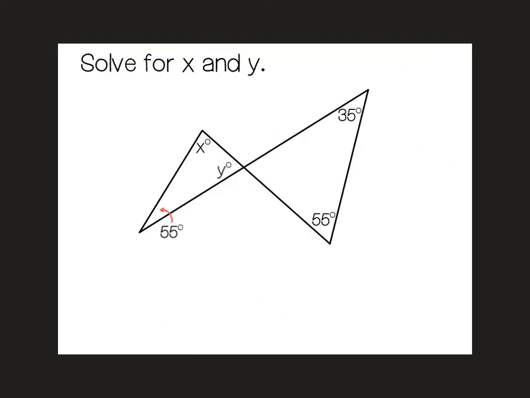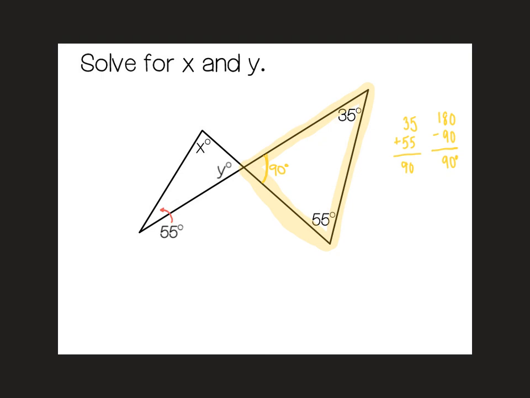In this example, I'm solving for x and y. I'm going to start with the triangle that has the most information filled in, and so that would be this triangle. Even though it doesn't ask me to solve for this angle here, that's what I'm going to start with because it's the only thing that I can currently solve for. So I'm going to add the two given angles together, and when I add those, I get 90 degrees. I know that triangles add up to be 180 degrees total, so if I subtract 90 from 180, I get 90 degrees. So this angle is a 90-degree angle.